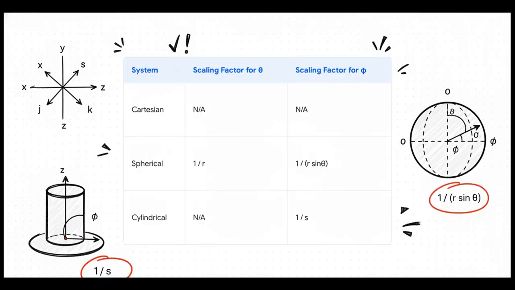Now, when you're calculating the gradient across different coordinate systems, there's a major trap you need to watch out for. We've got Cartesian, spherical polar, and cylindrical. Cartesian is super straightforward, right? It's just partial derivatives with respect to x, y, and z attached to your i, j, and k unit vectors.